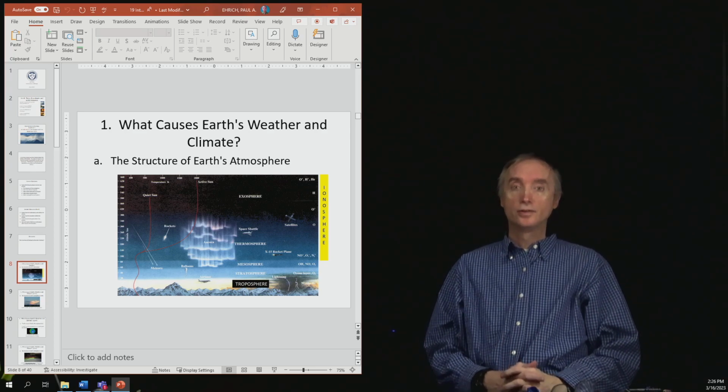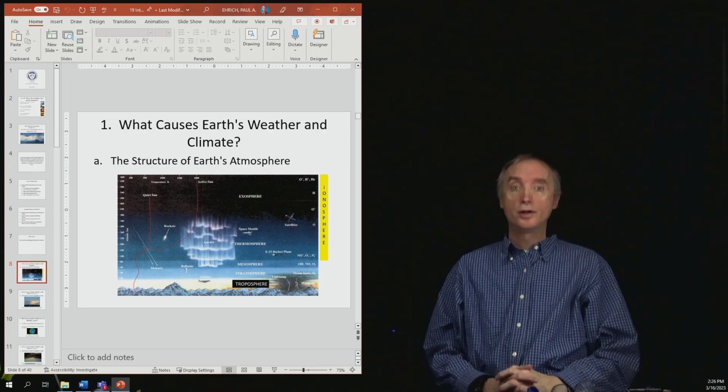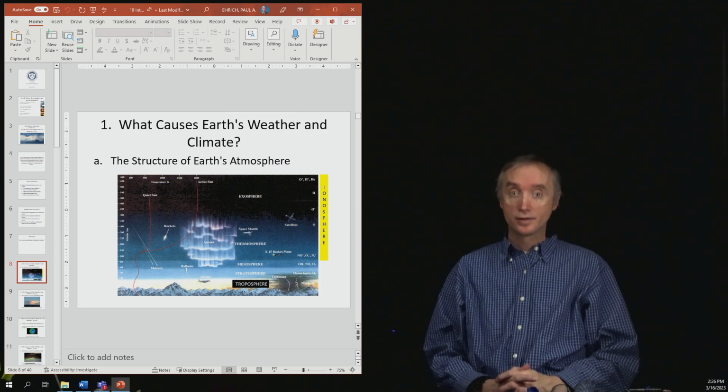Okay, so first we're going to talk about what causes Earth's weather and climate, because it's the weather and climate that is going to shape landform development on the Earth's surface. So let's first talk about the structure of the Earth's atmosphere.